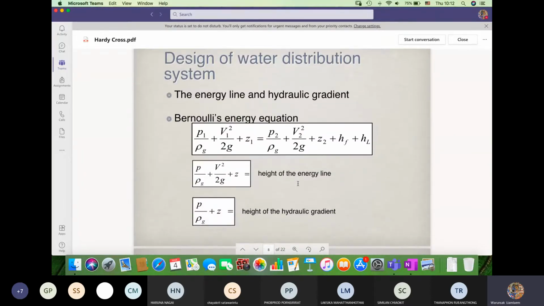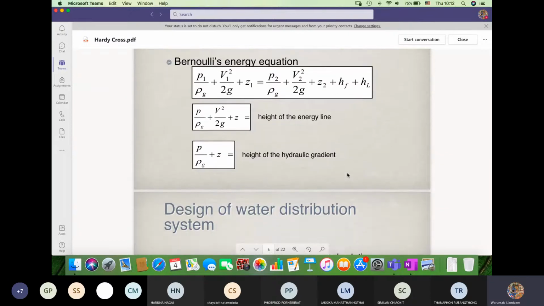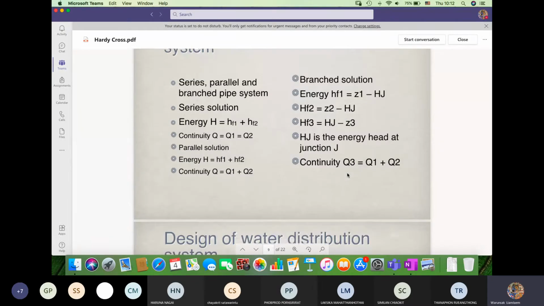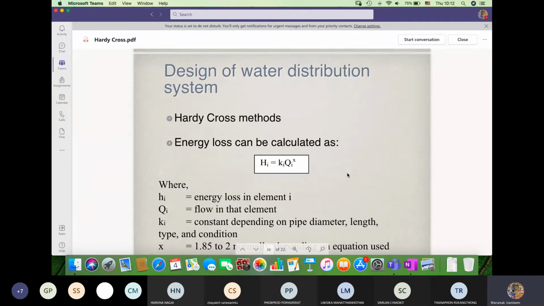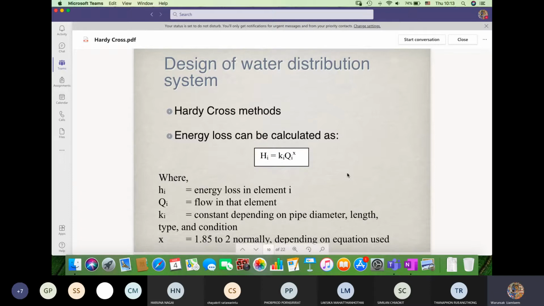Here, I think you can study it because it's really similar to what you have studied before. Okay, just coming to the method that we are going to apply to determine the flow rates in each individual pipe connected in the network. The method that we are going to use is called the Hardy-Cross method.